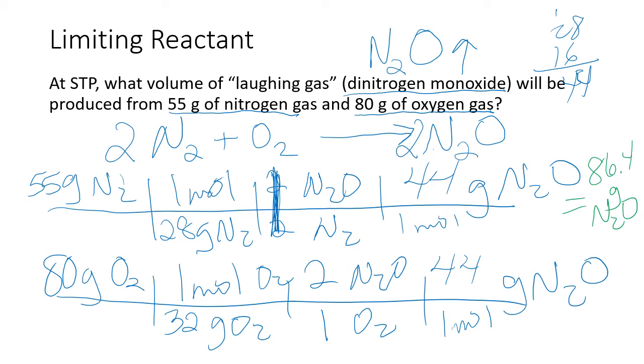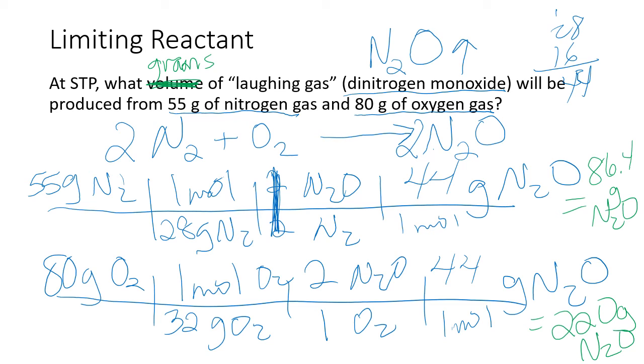For the bottom one, it's going to be 80 times 2 times 44, and I'm going to divide that by 32, and end up with, on this one, 220 grams. Oh, this wanted liters. Well, we're going to just change this. Since I did the math for grams, I'm going to do it for grams. It's important to read your questions. I didn't read it. So that many grams of my laughing gas.